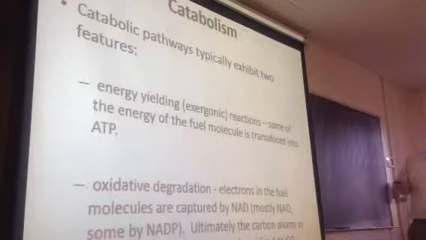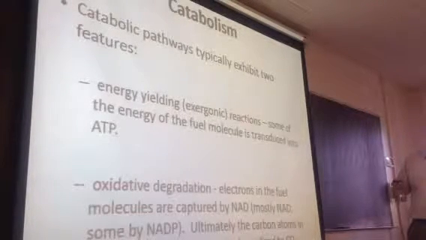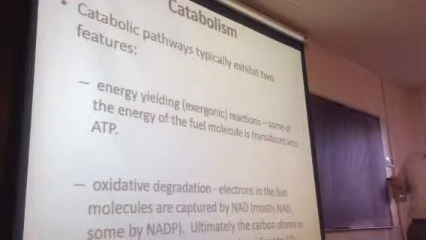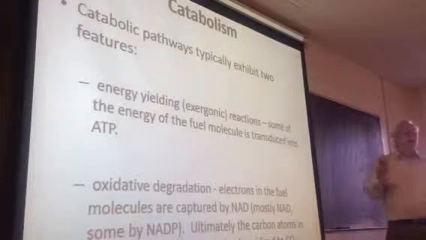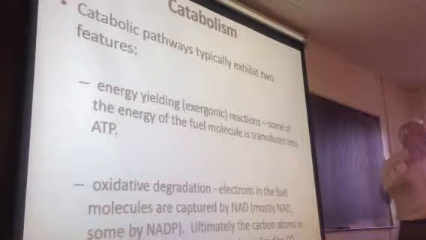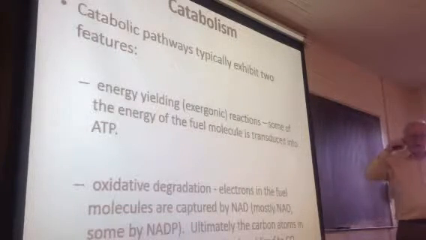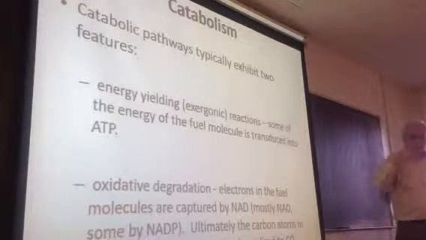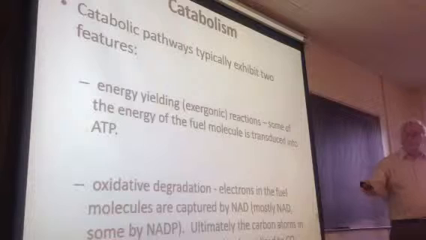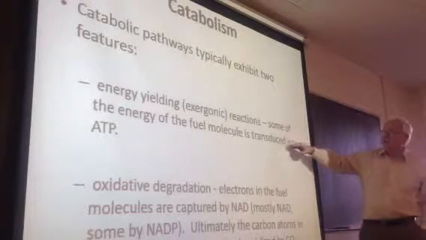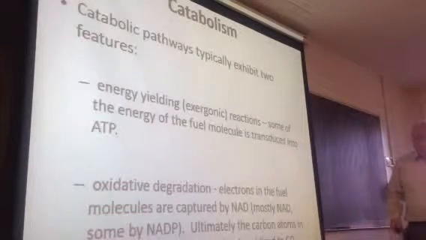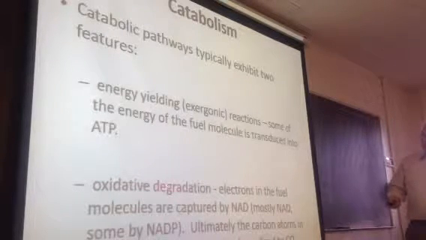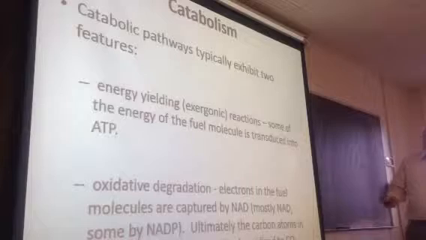Usually downhill in a thermodynamic sense. They're exergonic, they're energy yielding, and typically the cell will take advantage of that downhill stuff. If there's a strong downhill reaction, as it breaks down some kind of nutrient, it's going to try and save as much of the energy of that downhill ride as possible in the form of ATP, harvesting some of that energy. And it's usually oxidative in nature.